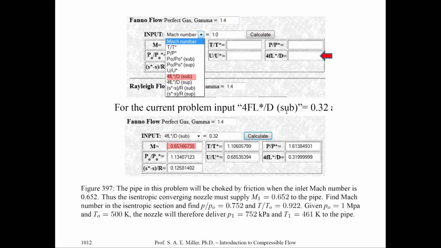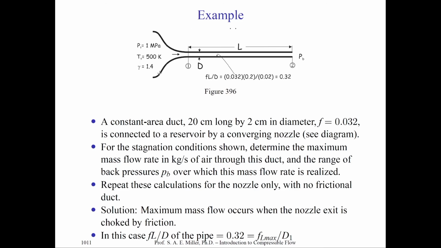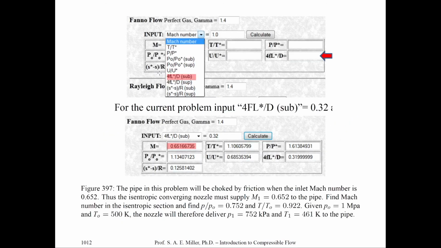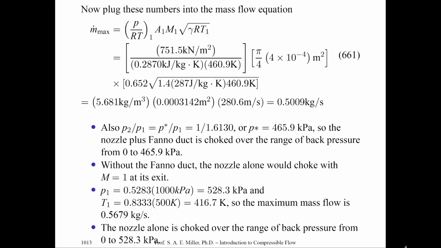So given a total pressure of a megapascal and a total temperature of 500 Kelvin, the nozzle will have to deliver a static pressure of 752 kilopascals and 461 Kelvin to the pipe, according to isentropic relations with this divergent section, which is a part of a problem we discussed previously, so I'll leave some of these details to you. We can then plug these static values into the mass flow rate equation at state 1. We know pressure, temperature, area, Mach 1, and T1. Putting these in, you'll find a mass flow rate at state 1 of the choked pipe flow of 0.5 kilograms per second.